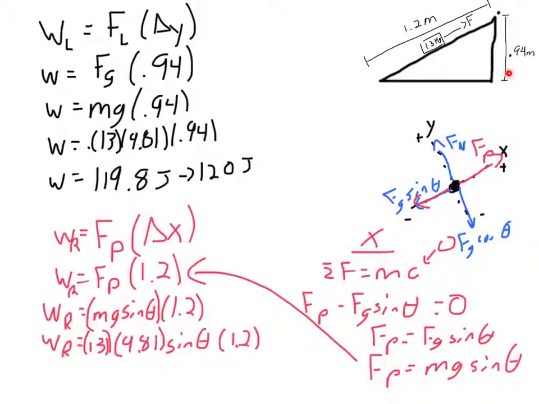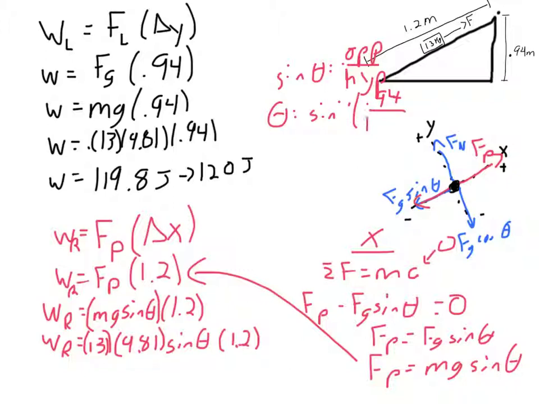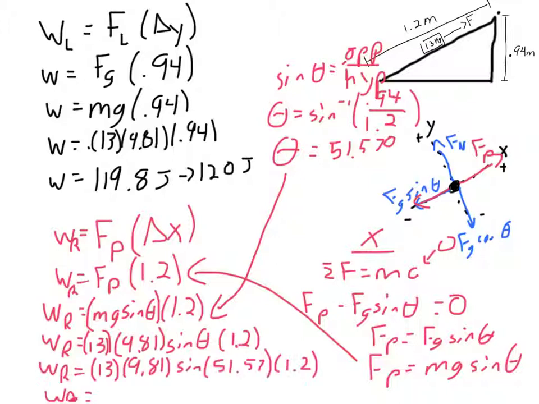Well, here I know sine theta equals my opposite over my hypotenuse, right? So theta is going to equal sine inverse of whatever my opposite is, which is 0.94, divided by my hypotenuse, which is 1.2. And I come out with 51.57 degrees. Now I substitute that in, and then I have all the numbers that I need. I can just shove into the calculator. And I end up coming out with 119.8, again, 119.9 with sig figs, 120 joules.